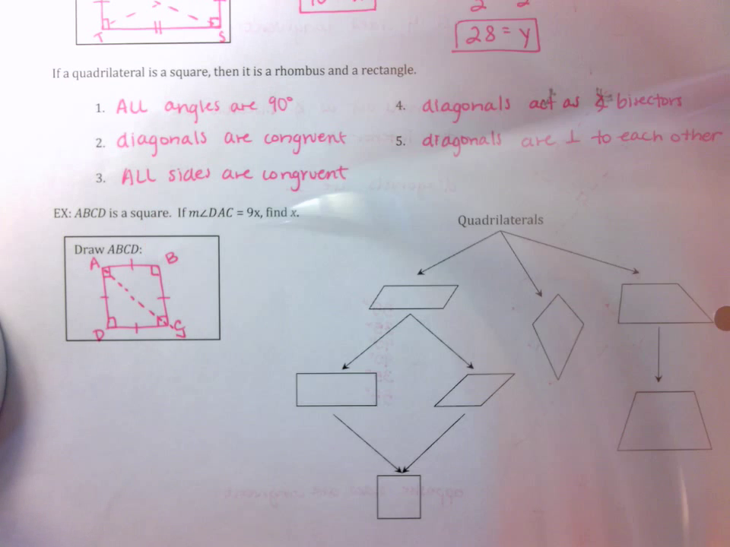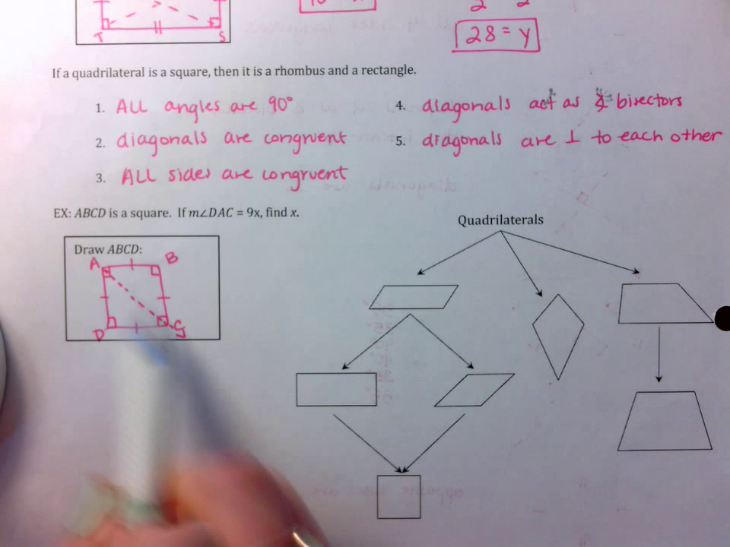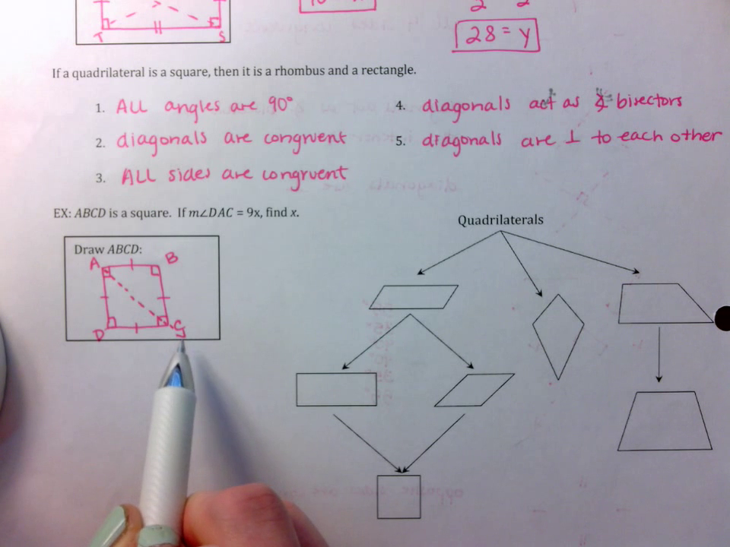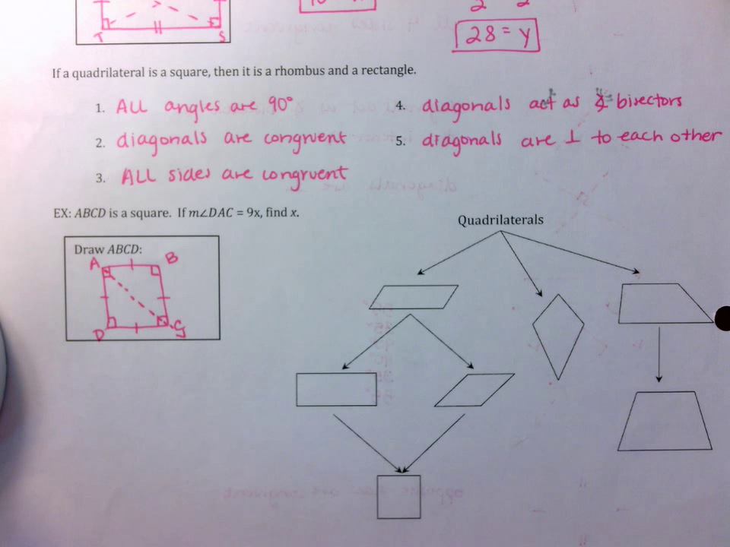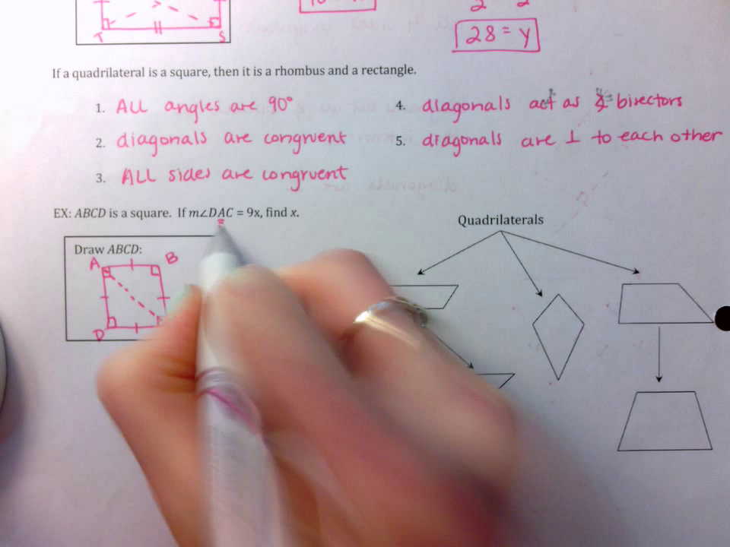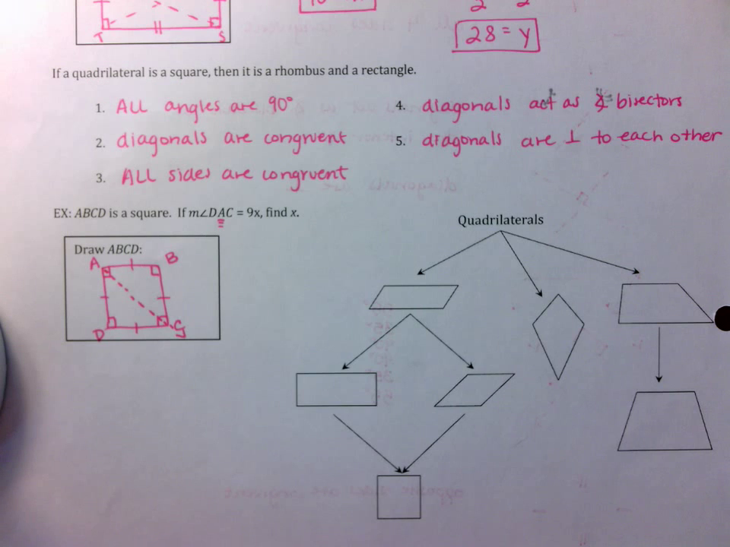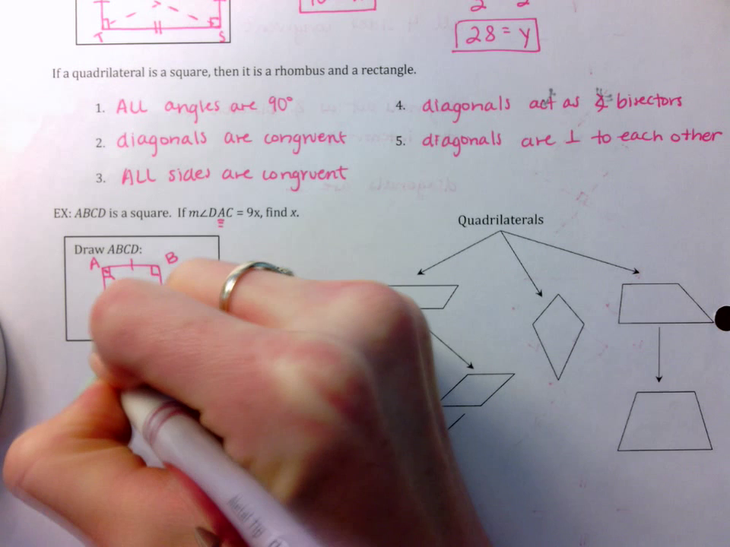We don't have AC yet, so I'm going to draw that ray in so that we can complete DAC as an angle, because right now it's not drawn in. Remember that the middle letter must be the vertex of the angle. So here's our angle here if we wanted to extend that.